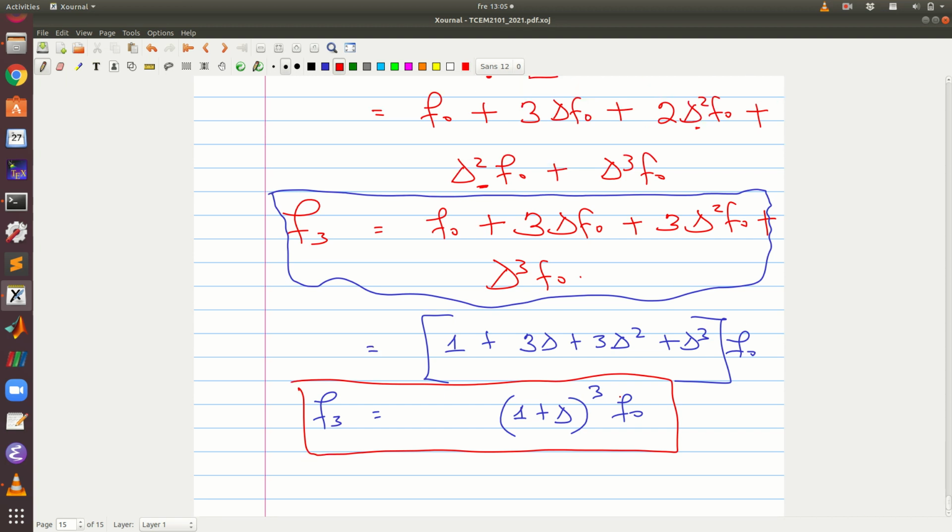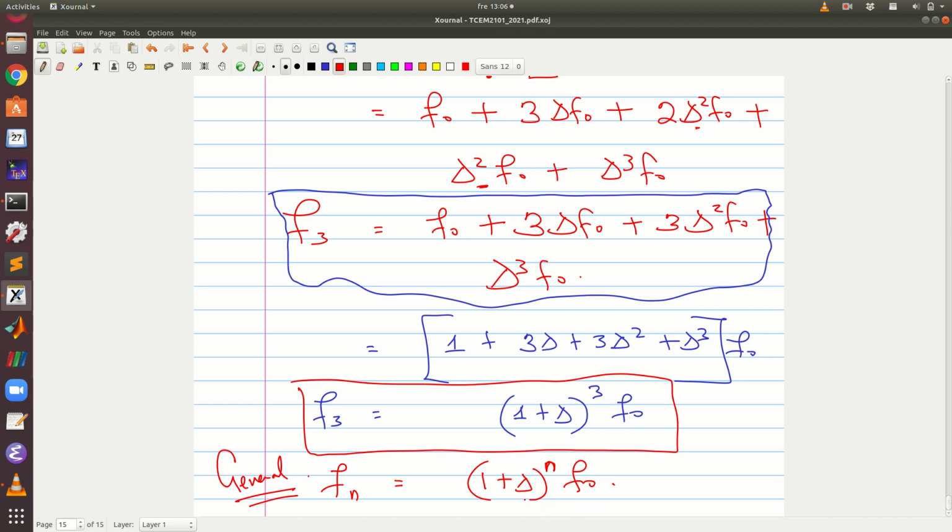So when you look at these two results, and in general anyway, not just 2, but even if you get F4 and so on, only that F4 will be a very long series of substitutions and expansions, we should be able to deduce that f of n, in general, can be written as 1 plus the del operator to the power n times F0. Okay, this is to the power n. This is a general result.